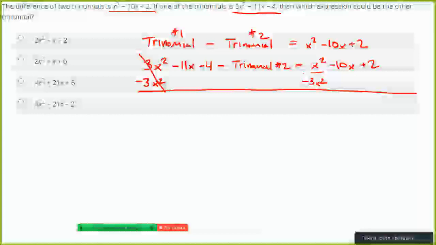Okay, let's see. Hang on a second. 3, 1 minus 3. Okay, so for the first term, the x squared term, to get a 4, I think we've got to be adding 3x squared and 1x squared. You're adding the 2. Is that right?